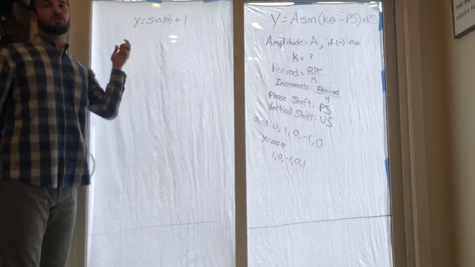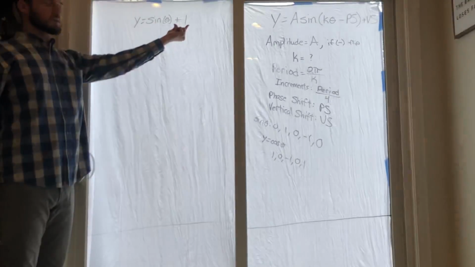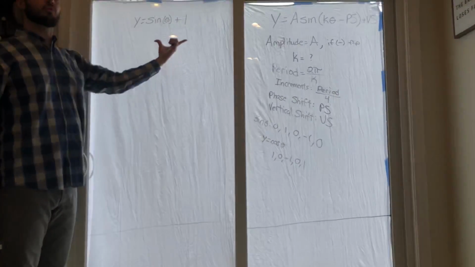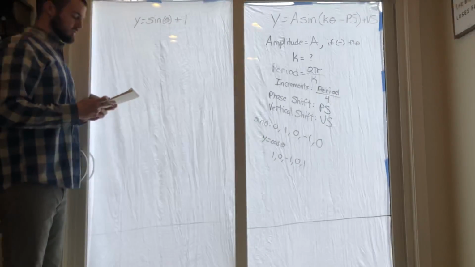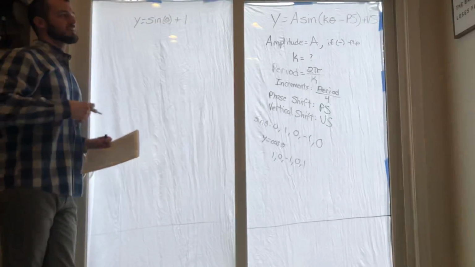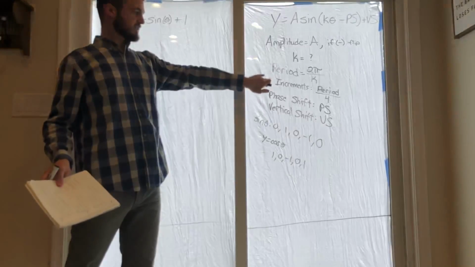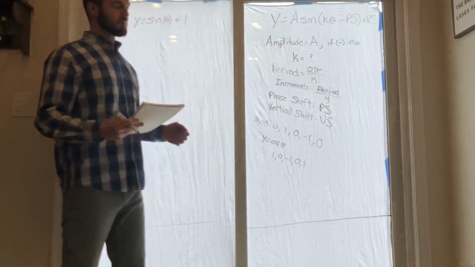Okay, so again, notice, what do we have? We've got a +1 there. What's that going to do? Well, it's going to be our vertical shift. It's going to shift the whole thing up, okay? So one thing that you guys need to get really good at is identifying all of this information. You're going to write it down for every problem, right?